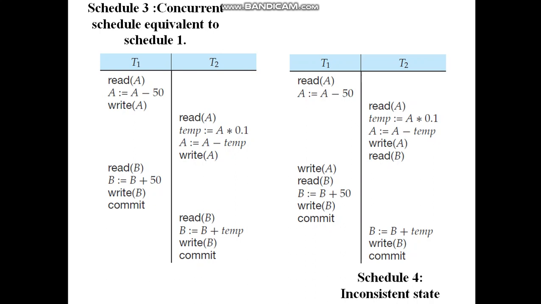So this is schedule 4, which is in an inconsistent state. Here you can see in transaction T1 of schedule 4, after deducting 50 from the A account, they are not writing the available balance. And in the T2 transaction, they are reading A. But the available balance is not written by the T1 transaction. So it may happen that the T2 transaction does not get a proper balance of A's account.